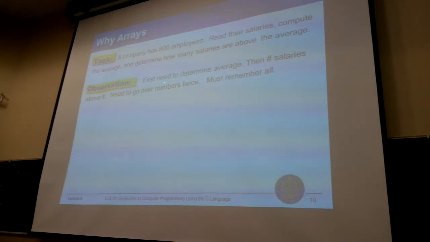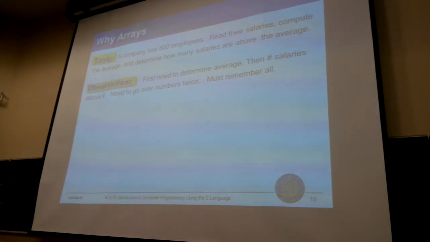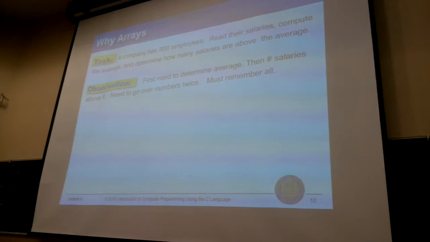You'll note that first we need to determine the average, then we need to look at the number of salaries that are above it. So we need to go over the numbers twice, right? In the past, you've looked at programs that can take averages without arrays. There we were taking in the numbers as sequential inputs, adding them together, and then dividing them by the total number of inputs, right? But if we need to do a second pass on the data, we obviously wouldn't want the user to have to enter the numbers in again.